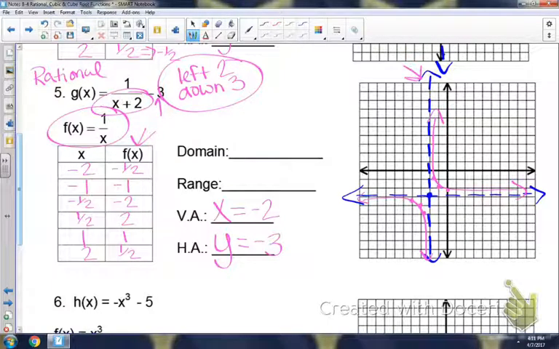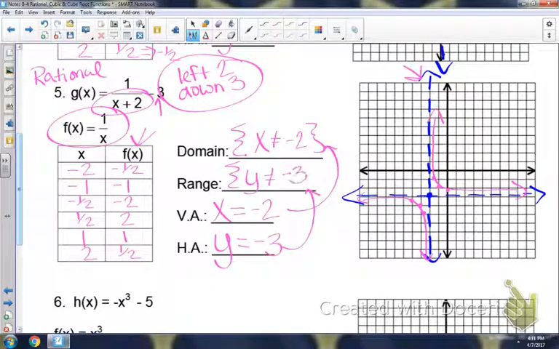The reason you can't use that degree is because you have that -3 after your fraction. Okay, so domain of your rational is all real numbers except the number on your vertical asymptote. So x cannot equal -2. Range, all real numbers except the y value of your horizontal asymptote. So y cannot equal -3.